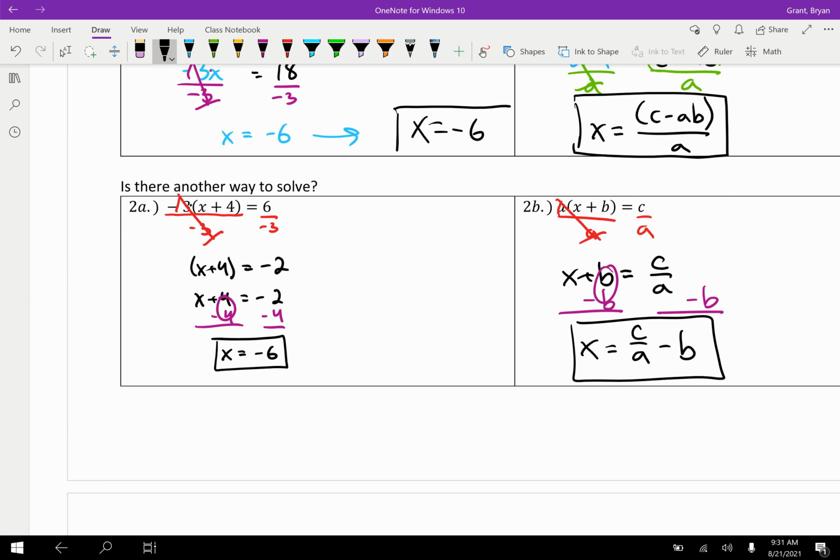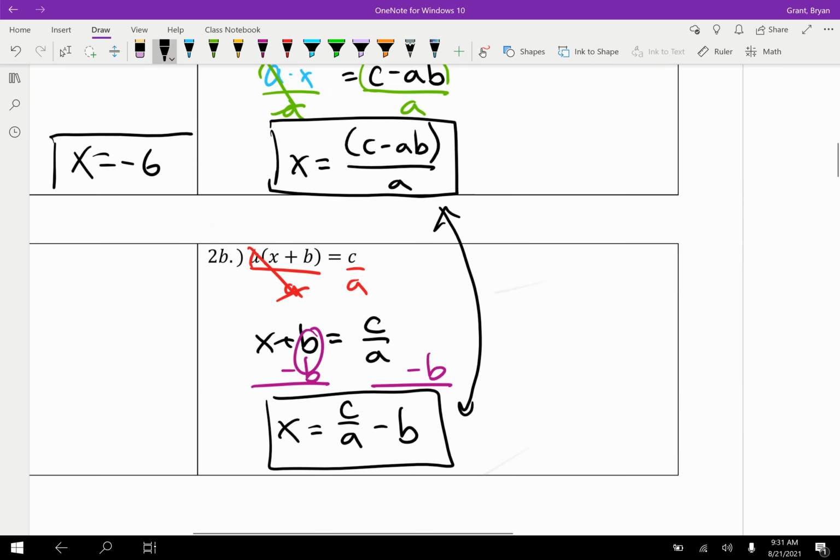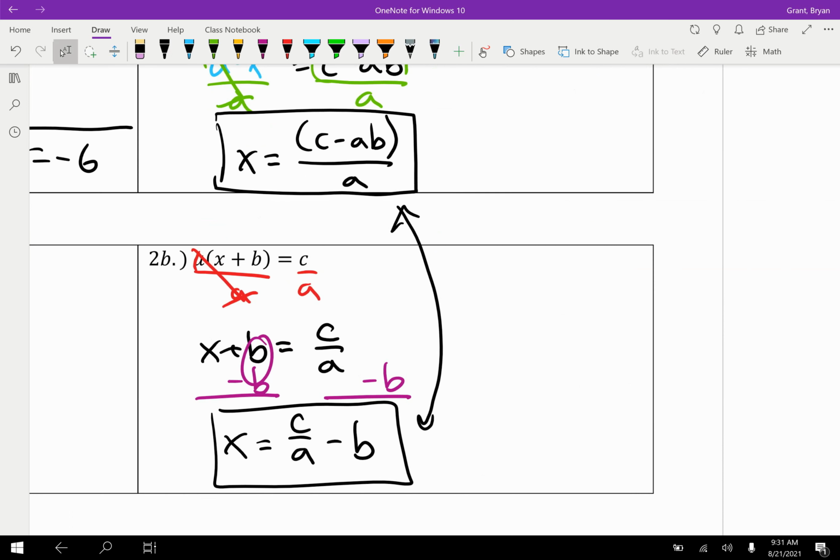But wait, something kind of weird happens here. You'll notice on 1a and 2a, the answers are exactly the same. But if we look at 1b and 2b, the answers don't look the same. That's kind of weird. Well, they should be the same. Can you see how we can maybe manipulate the answer from 1b to equal 2b? And it's all about the distributive property, right? So if I have this a that's dividing c minus ab, we can distribute the a's division to c and distribute the a's division to ab.